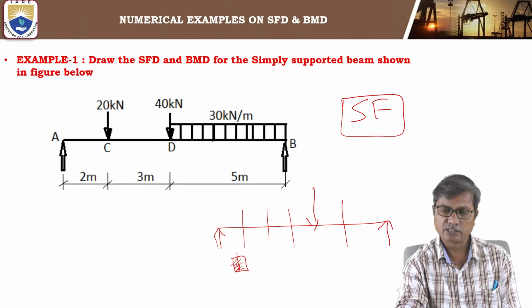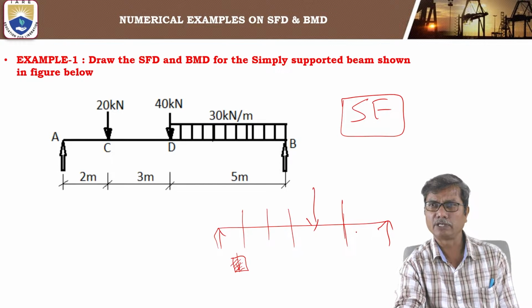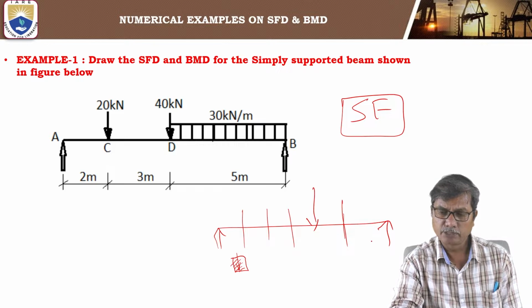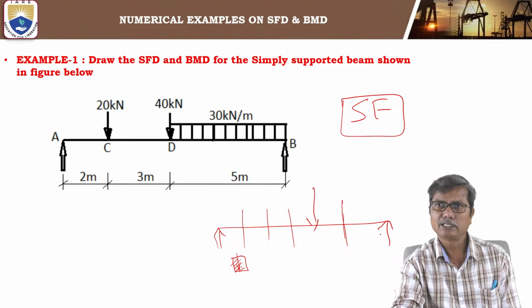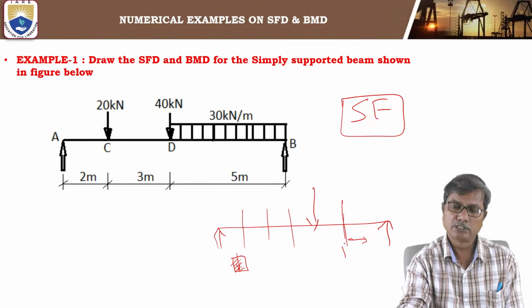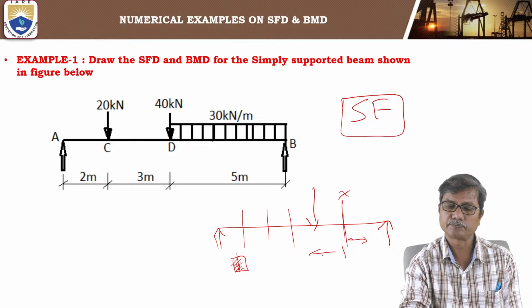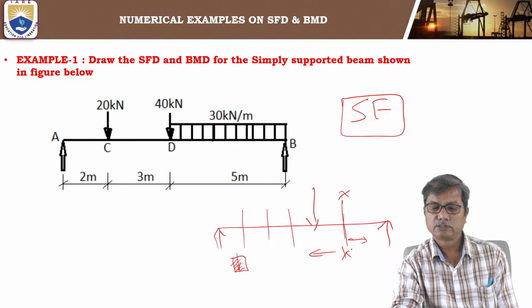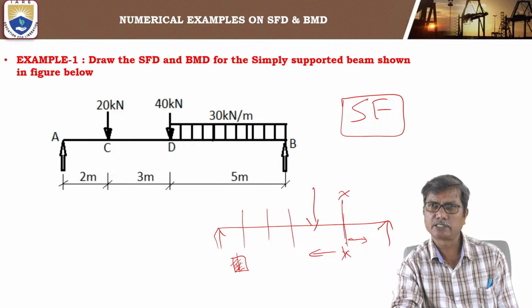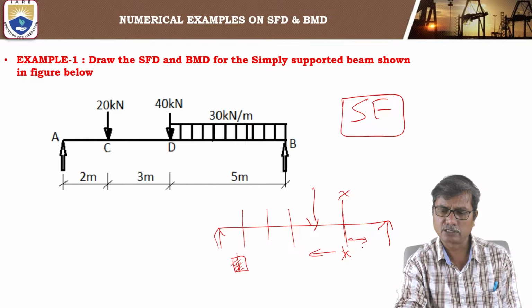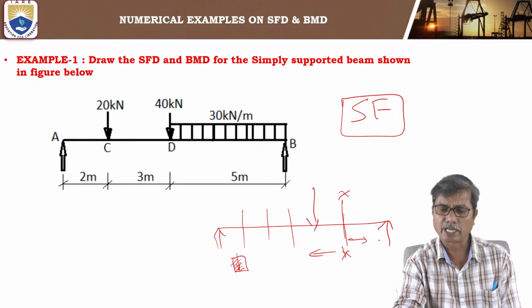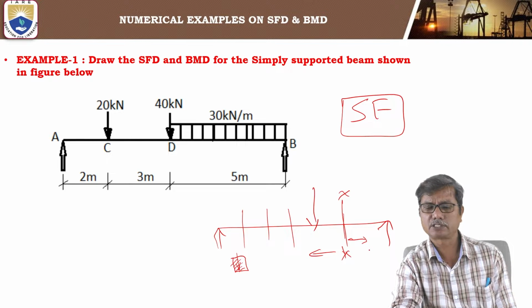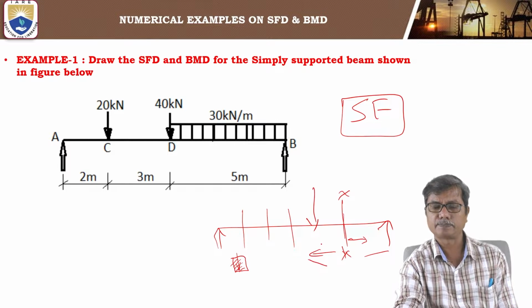And at any section, the shear force is given as the algebraic sum of all the forces acting either to the right of the section or to the left of the section. The shear force at any section X is given as the algebraic sum of all the forces acting either to the right of it or to the left of it.